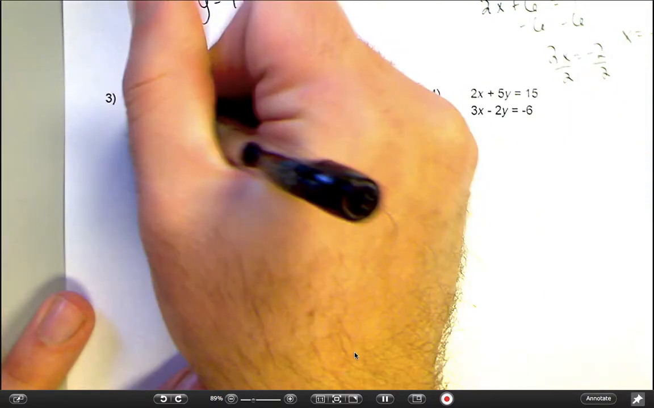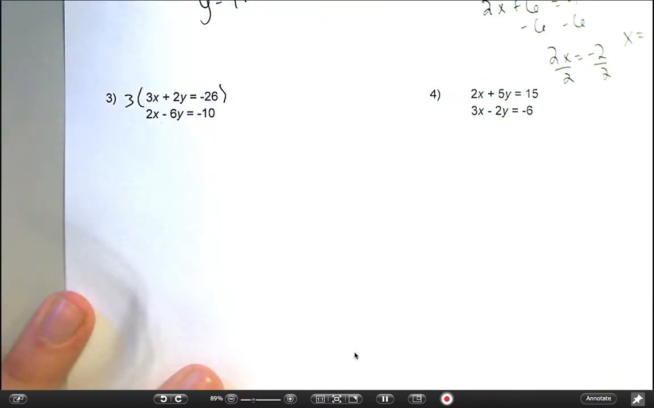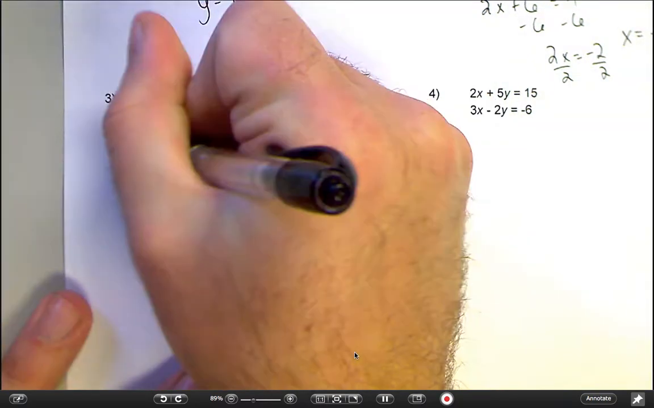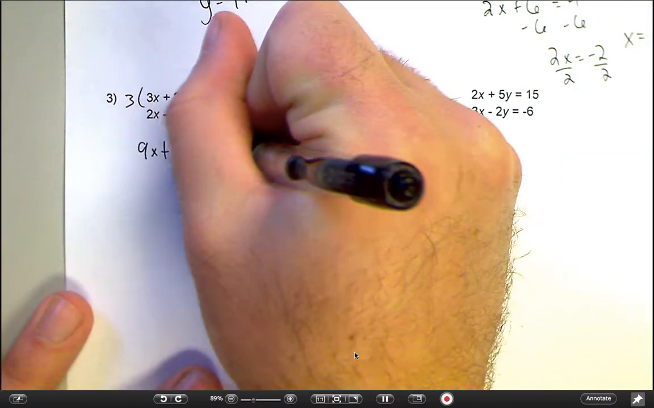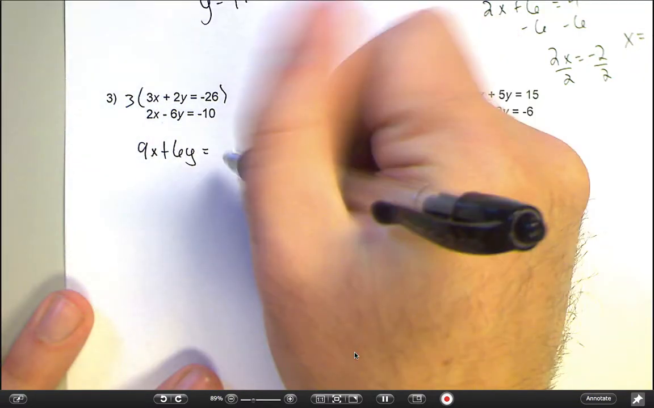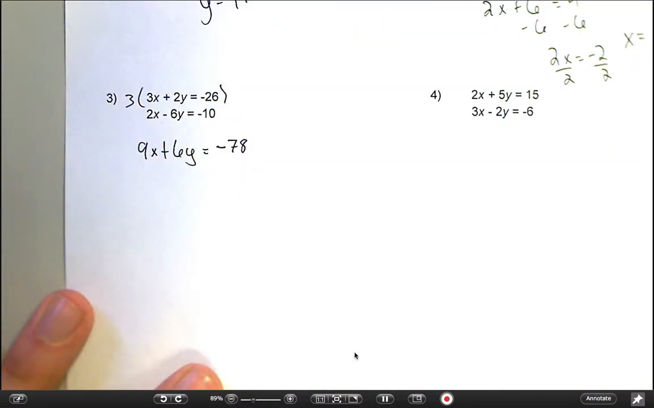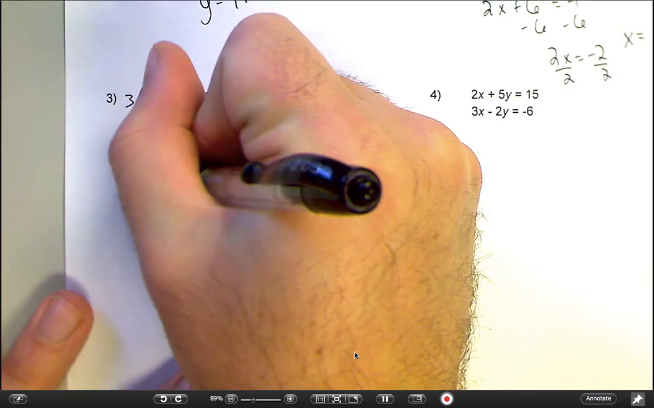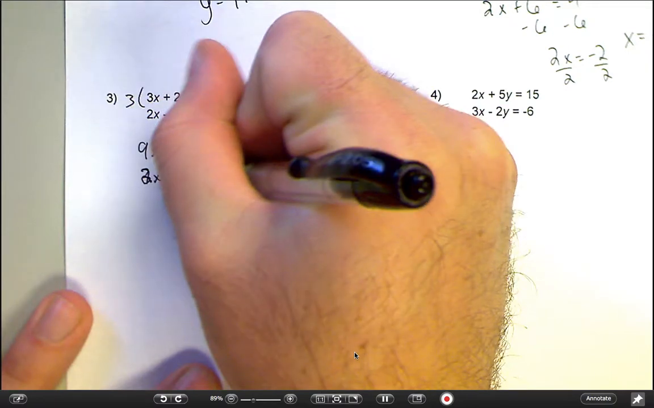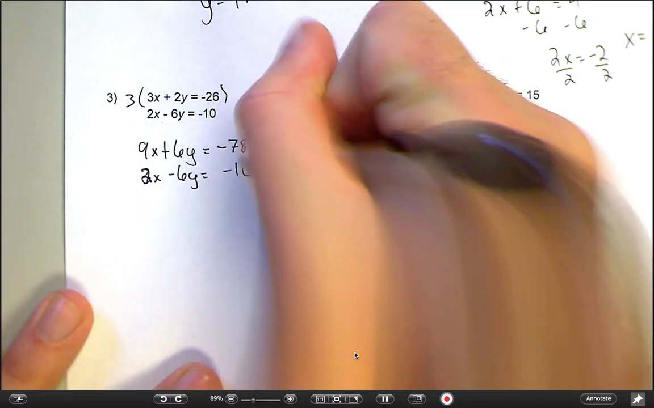The way to do that is to use a 3 and multiply the entire top equation by 3. So let's go ahead and do that. 3 times 3x gives us 9x. 3 times 2y gives us 6y. Is equal to 3 times negative 26 is negative 78. Then we'll do 2x minus 6y is equal to negative 10.